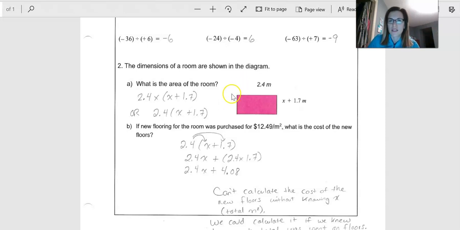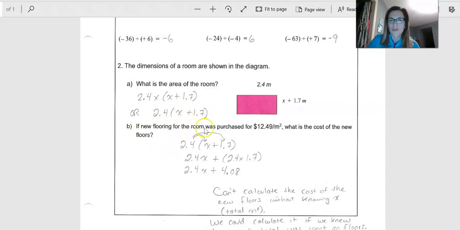So this is the same idea, right? Except we know that this side is 2.4 meters and we don't know one of the values on this side. It's x plus 1.7 meters. To figure that out, we still need to multiply these two values together. You can write that as 2.4 times, and then in brackets, x plus 1.7. Or if we're going to simplify it a bit, we can just take the multiplication sign out. And this looks exactly like 6.4 now.